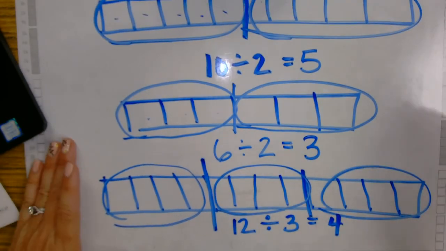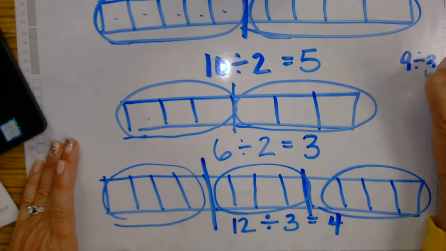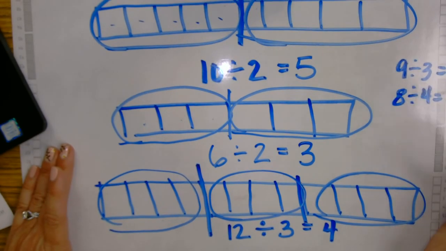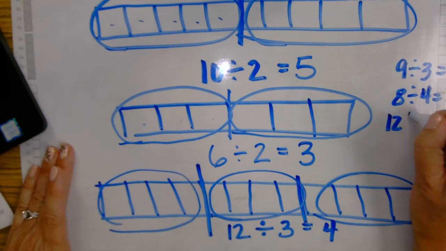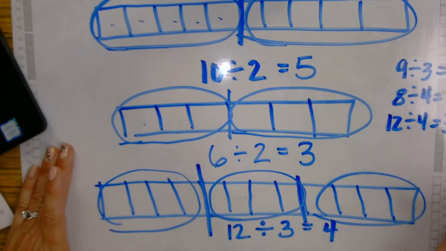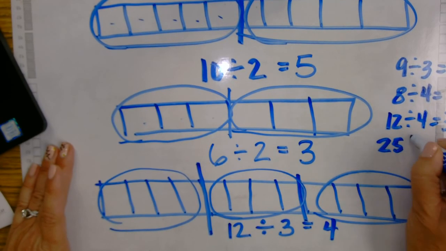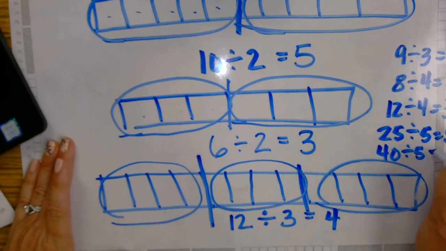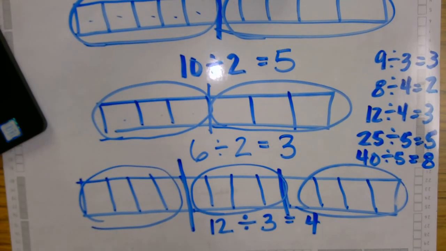Because everything that we're going to be working with, 9 divided by 3, 8 divided by 4. How many pieces in each group, right? 12 divided by 4. It's going to be 3, right? 3 equal pieces. 25 divided by 5. There's going to be 5 in each group. 40 divided by 5 into 5 equal pieces. How many will be in each group? 8 will. So just going back to knowing your multiplication tables, your facts is crucial.